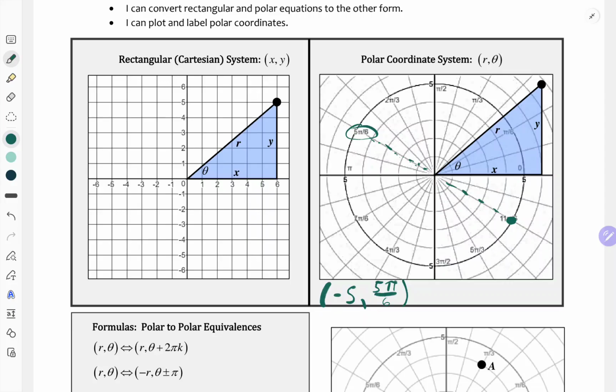Same deal in polar coordinates. We're just going to go in the opposite direction of that 5 pi over 6. So that's what we're looking at. So that's where that coordinate would go right there.